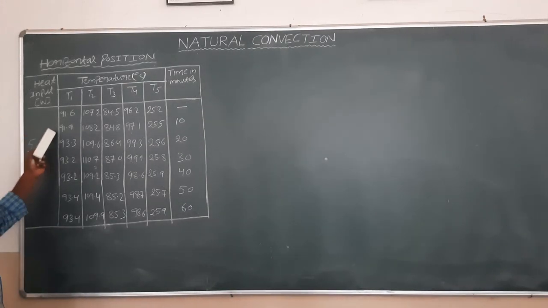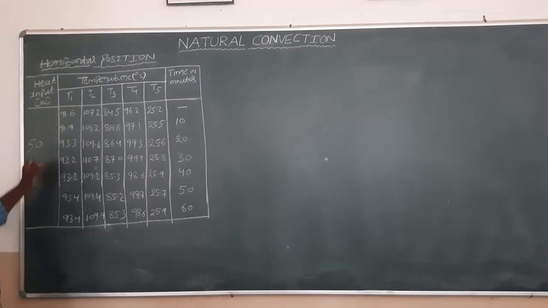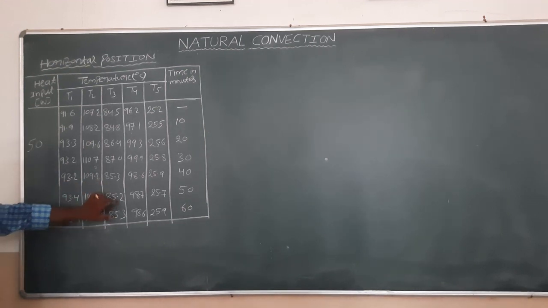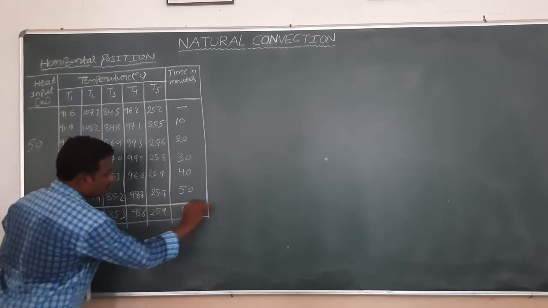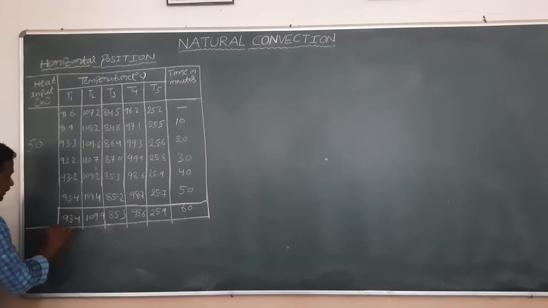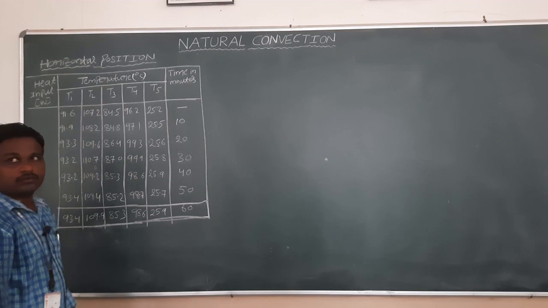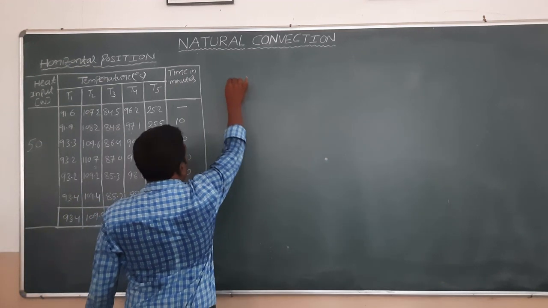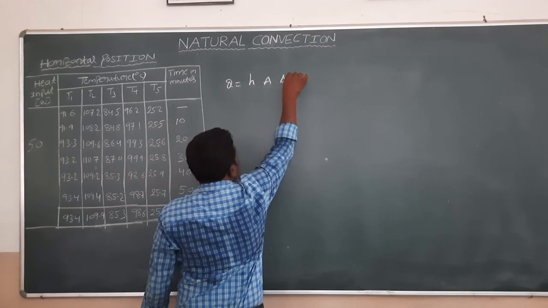These are the values obtained during the time of experimentation. At the time of keeping the rod in horizontal position, the values are recorded every 10 minutes, and observe the last two readings here. The variation is very low compared to the previous 10 minutes. So, we consider that these are the steady state values, and we are going to calculate the heat transfer coefficient value for these values. According to Newton's law of cooling, Q equals h A delta T.